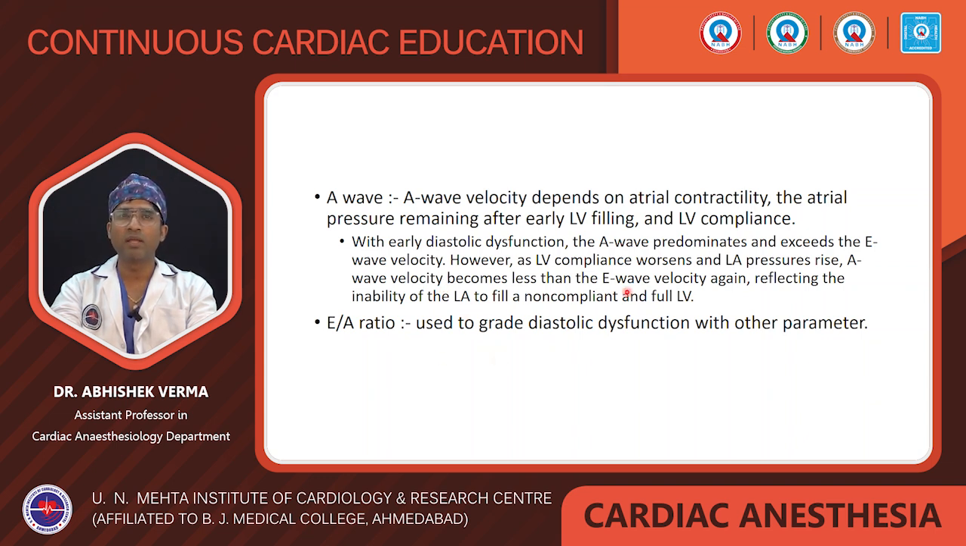But over a period of time, what happened? The A wave velocity becomes less as the LV complies worse and the LA pressure rises, and the A wave velocity becomes less than the E wave velocity, again reflecting the inability of the LA to fill the non-compliant and full LV. And this E by A ratio of the velocities is what we can use to grade the dysfunction.